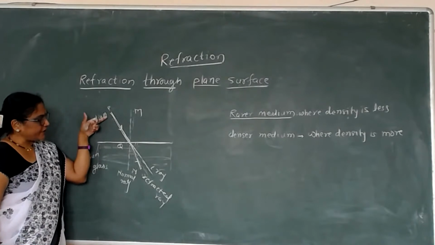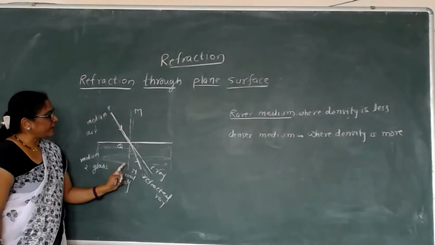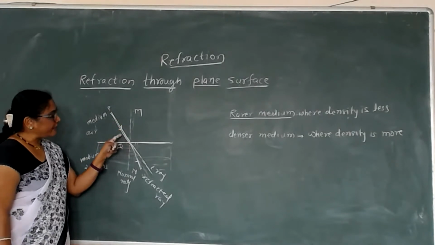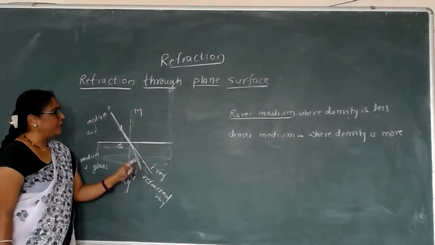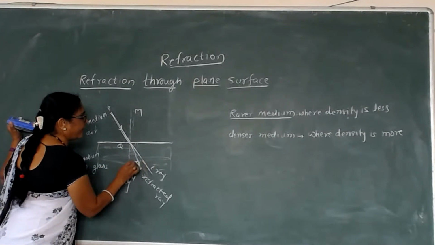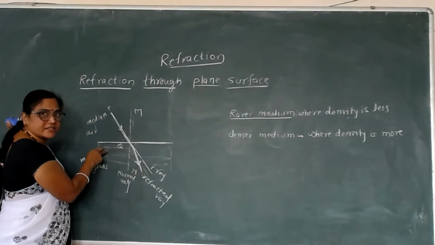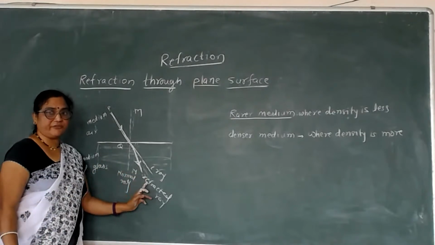So see the figure. PQ is known as an incident ray. MN is the normal ray, which is drawn at the point of incidence. When the ray of light passes from one medium to a second medium, the ray of light changes its direction, and this change in direction is known as refraction. This refraction takes place due to the change in velocity.